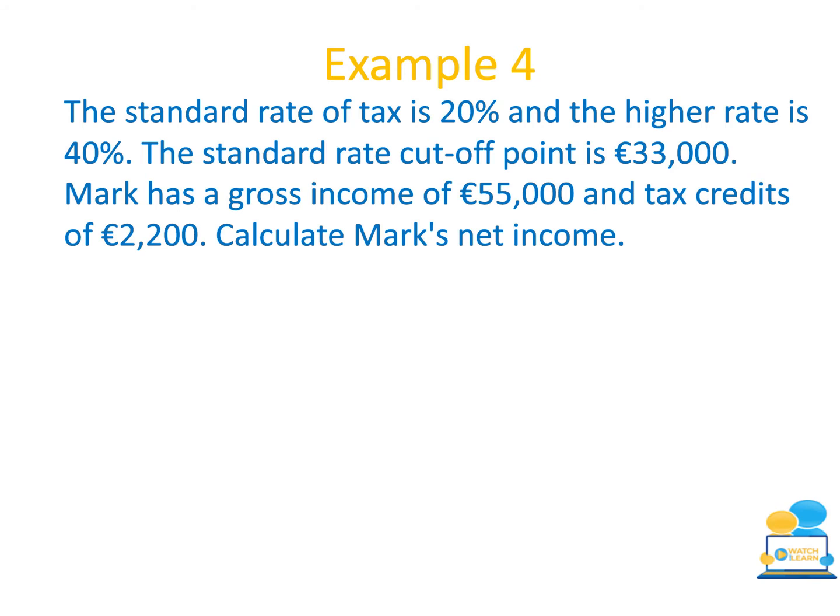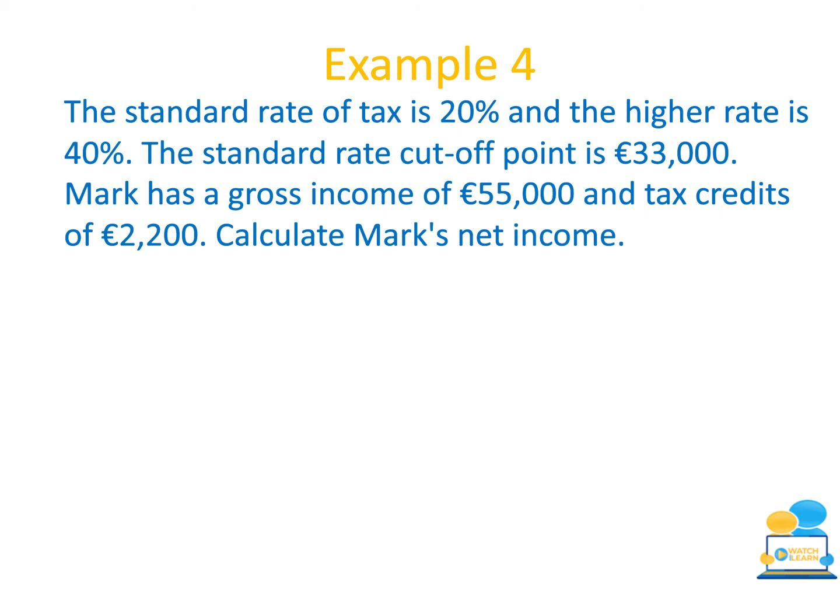Okay, so our fourth example tells us that the standard rate of tax is 20% and the higher rate is 40%. The standard rate cut-off point is 33,000. Mark has a gross income of 55,000 and tax credits of 2,200. Calculate Mark's net income. So we can see here, unlike example 3, Mark is earning more than the standard rate cut-off point. So that means he's going to be paying both the standard rate and the higher rate of tax on his income.